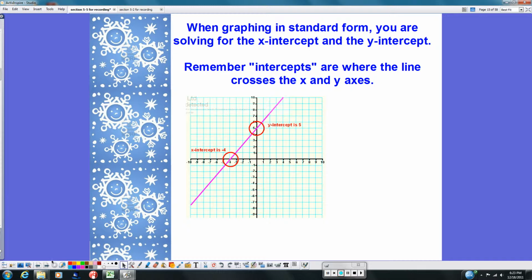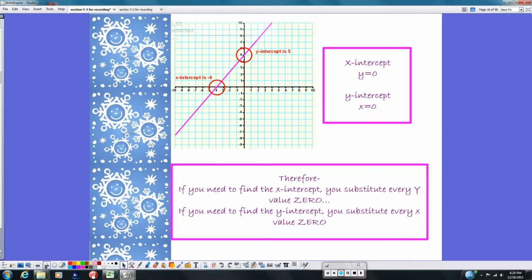So when we're graphing in standard form, we're going to be looking for the x and the y-intercepts. And again, just keep in mind that those are where the line crosses the x and y axes. So if we're looking for the x-intercept, that's when y is going to equal 0. And if we're looking for the y-intercept, that's when x is going to equal 0.